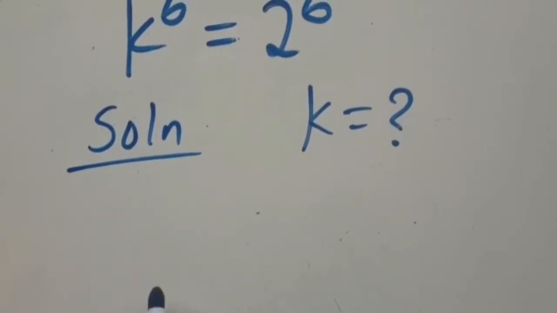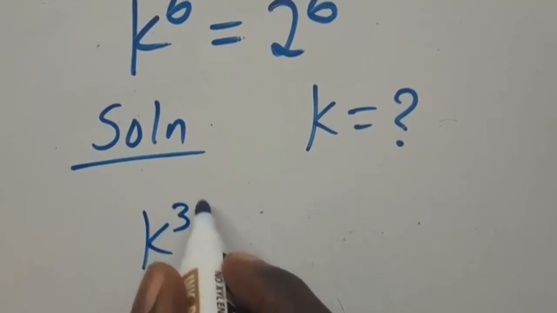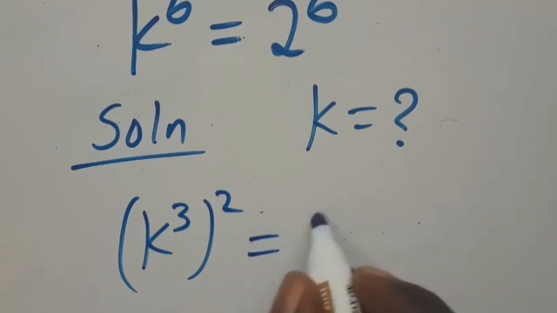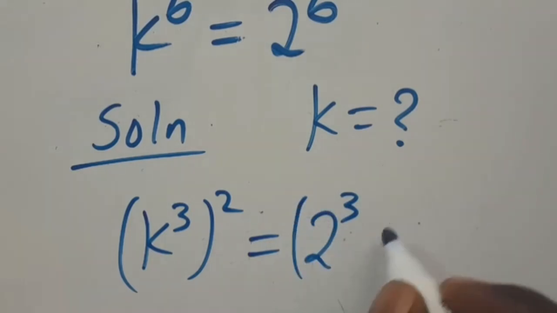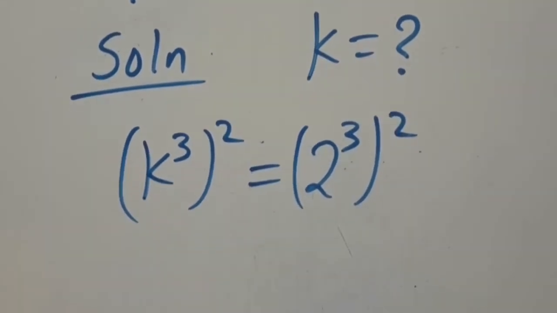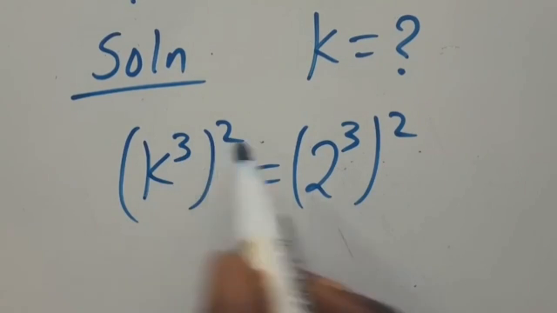From here, we can simplify this as k to the power of 3, all in bracket, to the power of 2, equals 2 to the power of 3, all in bracket, to the power of 2, because 2 times 3 will give us 6, and 3 times 2 will give us 6.